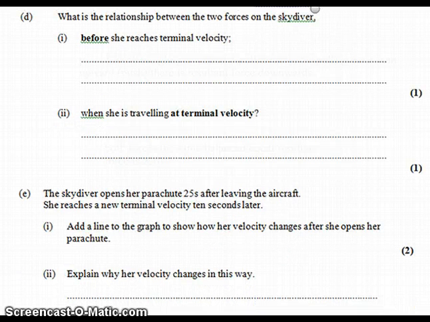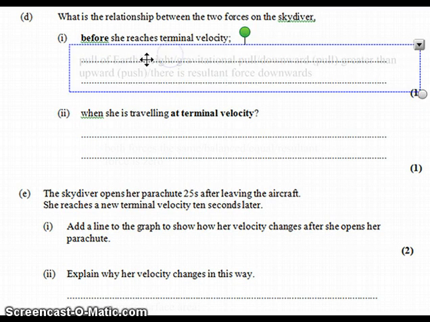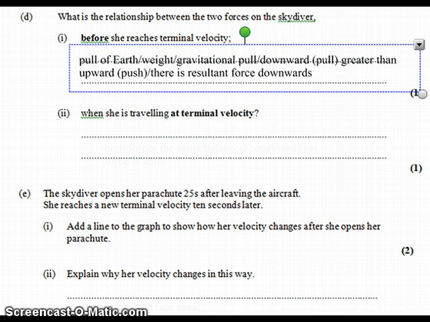So part D, what is the relationship between the two forces on the skydiver? Before she reaches terminal velocity, you can see that the velocity is increasing, so therefore there must be an acceleration. Therefore, the forces are unbalanced. That means that the pull of the Earth, or the weight, or the gravitational pull, or the downwards pull must be greater than the upwards push, which were labelled earlier.